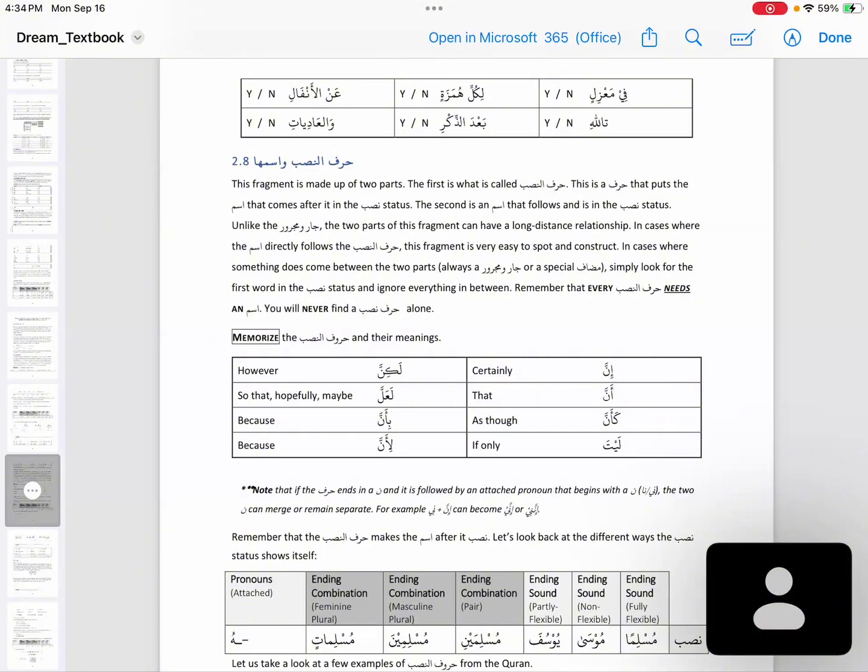Inna, anna, ka'anna, bi'anna, layta, lakinna, la'alla. You have to memorize these. There is absolutely no other way. There's no getting around but to commit them to memory. Inna anna ka'anna bi'anna, layta lakinna la'alla. So you can memorize them by repeating them again and again and memorize their meanings as well.